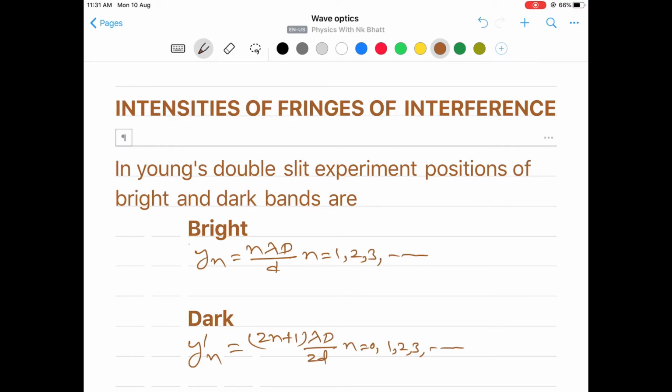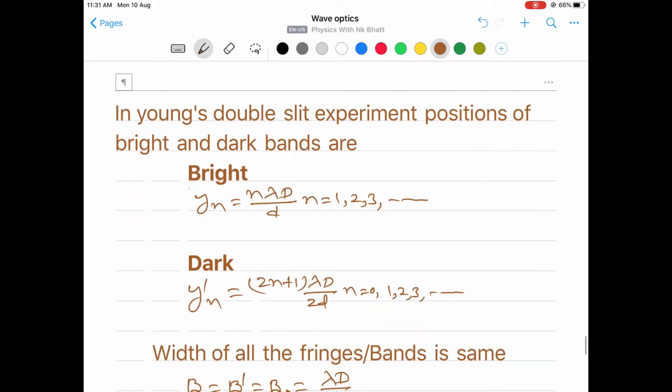If you place n is equal to 1, you will get first bright fringe. If you place n is equal to 2, you will get the position of second bright fringe, and so on. Similarly, on some other places, dark fringes or dark bands are seen on the screen.